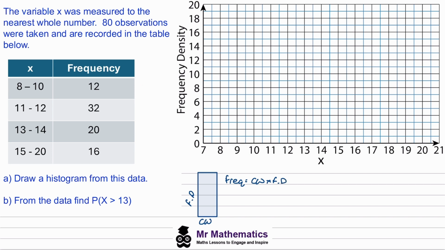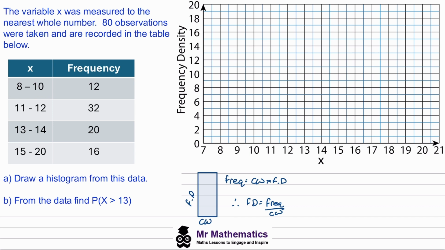But to work out the frequency density for each of these, this will be the frequency divided by the class width. But now we have a problem, because we need to plot this on a continuous scale, and this is given as distinct groups. For instance, where would we plot 10.5? Would it go in here or here? So to convert this to a continuous scale, we use something called continuity correction.